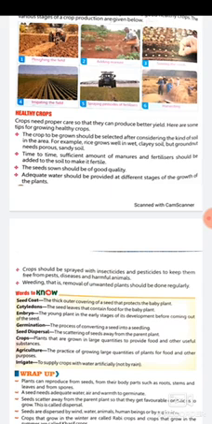Second point is, crops should be sprayed with insecticides and pesticides to keep them free from pests, diseases, and harmful animals. Weeding, that is removal of unwanted plants, should be done regularly.